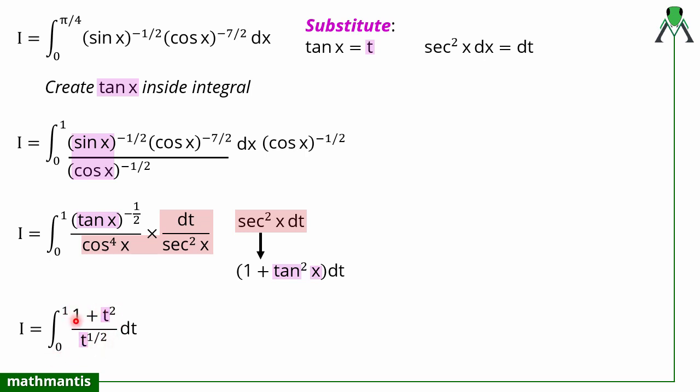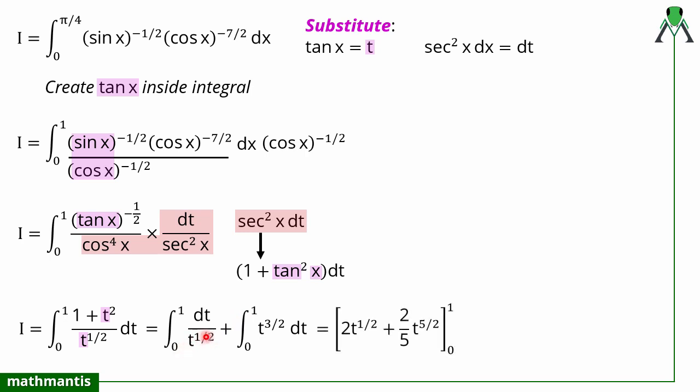I will make two integrations: dt upon t raised to power half, and t square upon t raised to power half, which will become t raised to power 3 by 2. So here the integration will become t raised to power minus 1 by 2 plus 1, upon minus 1 by 2 plus 1. That is the t raised to power n integration, which will become 2 multiplied by t raised to power half. What I have done is apply this formula: integration of x raised to power n dx is x raised to power n plus 1 upon n plus 1. The same formula I will apply here.